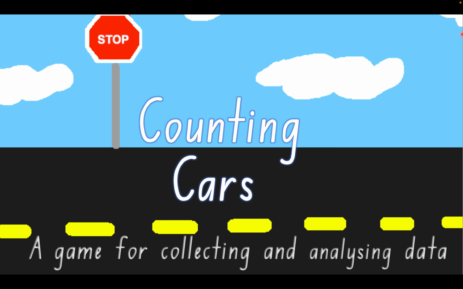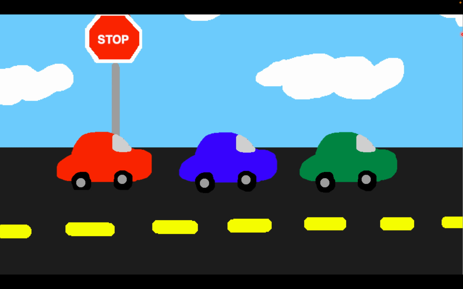This is a game for the collecting and analysing of data. To play this game, you will need to count the cars as they drive past. Cars will come in 3 different colours. They will be red, blue, or green. Every time you see a car drive past, you will need to add a counter or a tally mark to the sheet. The sheet that you have should look like this.